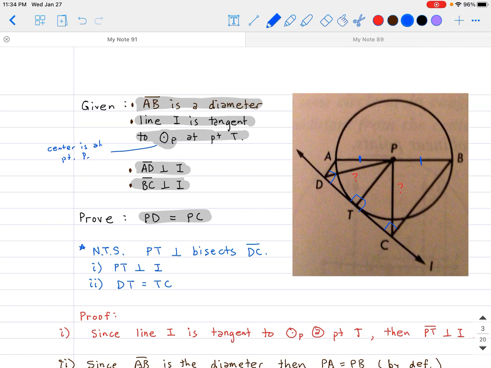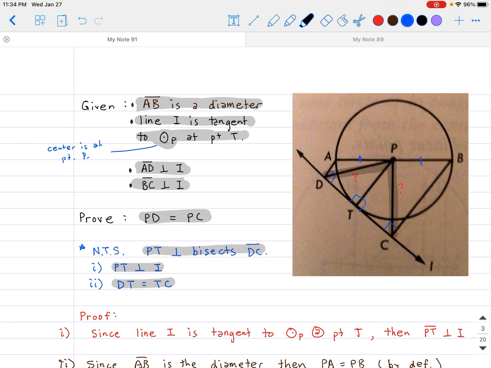Finally, I want to prove that those two parts right there with the red question marks are going to be true. PD is equal to PC. Well, judging by the picture, if I'm trying to show that PD is equal to PC, then I need to show by using the perpendicular bisector theorem the following: that PT is going to be perpendicular to l at T, and also DT is equal to CT. Because again, I'm going to try to use the perpendicular bisector theorem to show that PD is going to be equal to PC.